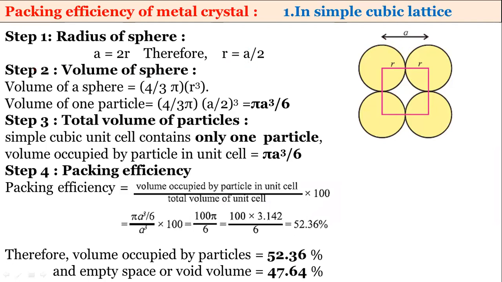Then the second step, we have to calculate the volume of a sphere. You know the formula for the volume of a sphere is 4 by 3 pi r cube. So the volume of one particle will be 4 by 3 pi r cube. We have to put the value of r in this equation. So r is a by 2, and (a by 2) cube gives pi a cube divided by 6. This is the volume of one particle.